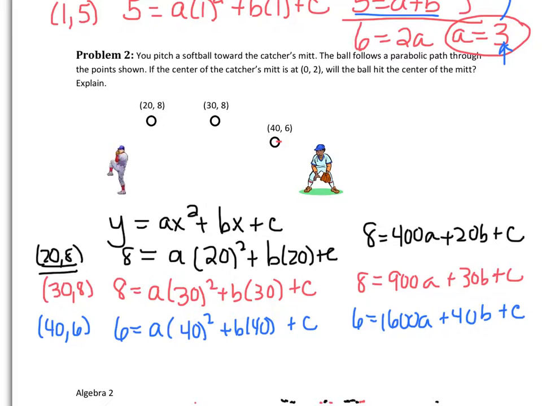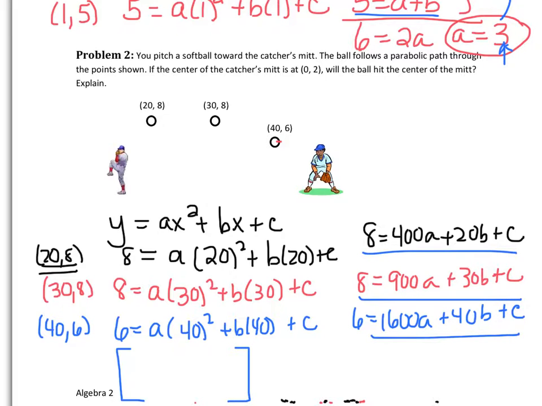And now we could solve this using elimination, etc. But what we're going to do here is just use reduced row echelon form on our calculator. So remember how you do that again. Just a quick refresher. I'm going to write matrices for this, and my first column is going to be my a coefficient. I'll have a b coefficient, a c coefficient, and then the last column will be my answers.